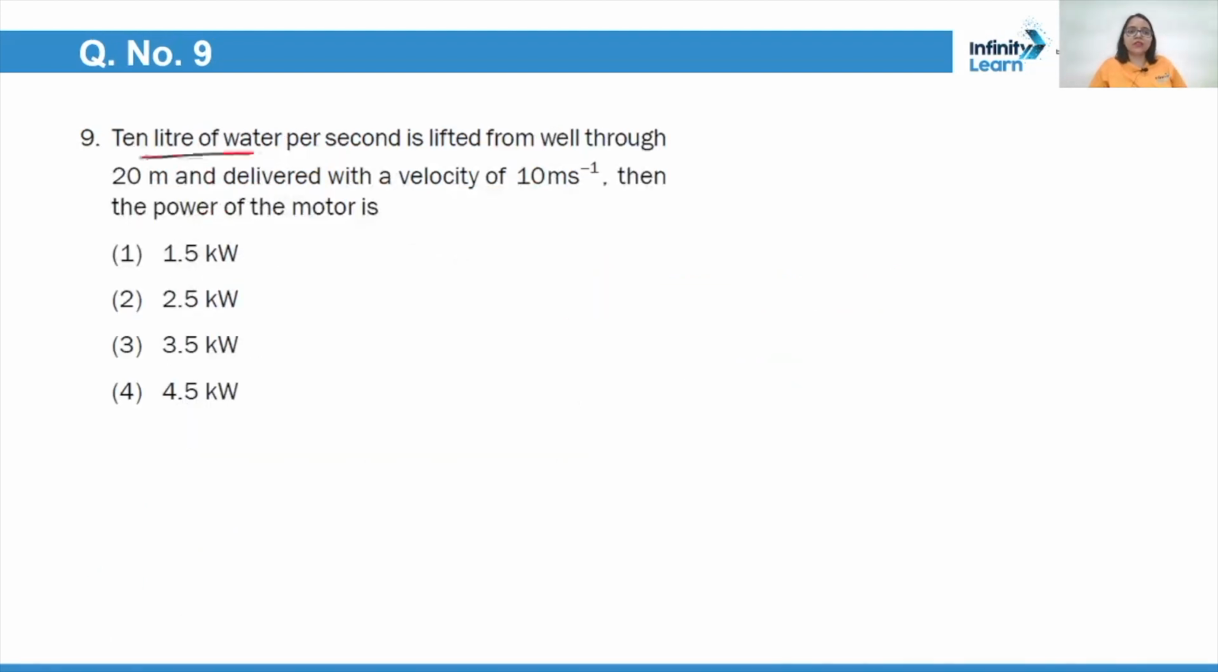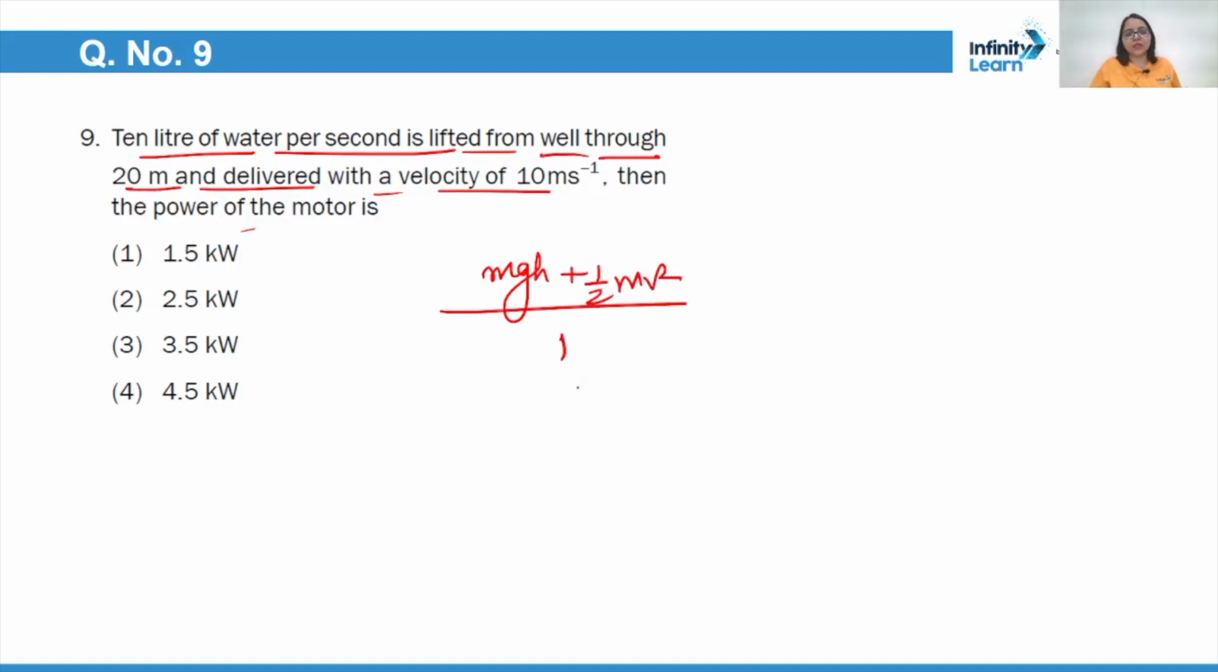Question number 9. 10 liter of water per second is lifted from a well through 20 meter and delivered with velocity 10 meter per second. Then the power of the motor is, so power is energy upon time. So over here, energy is mgh plus half mv square, divided by time, which over here is 1. So after solving this one, you'll get power as 2500 watt, which is 2.5 kilowatt.